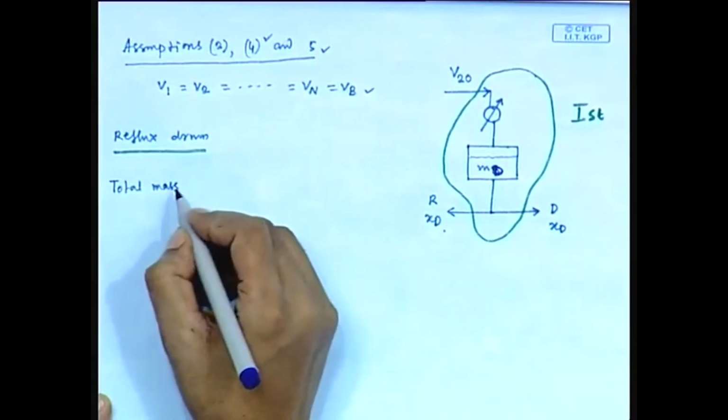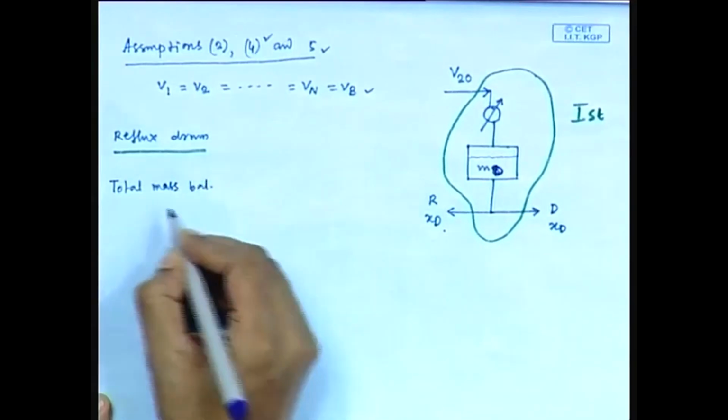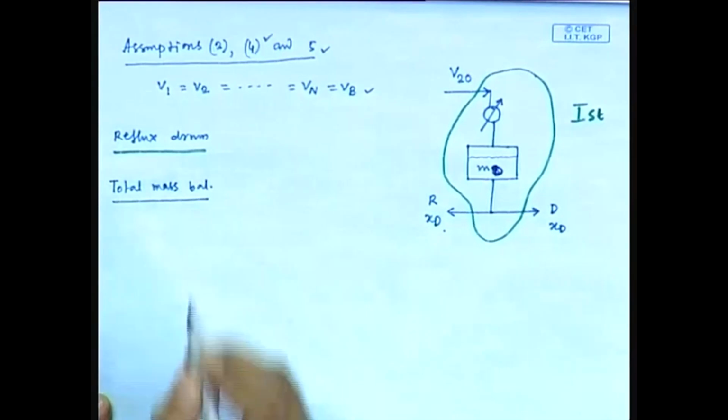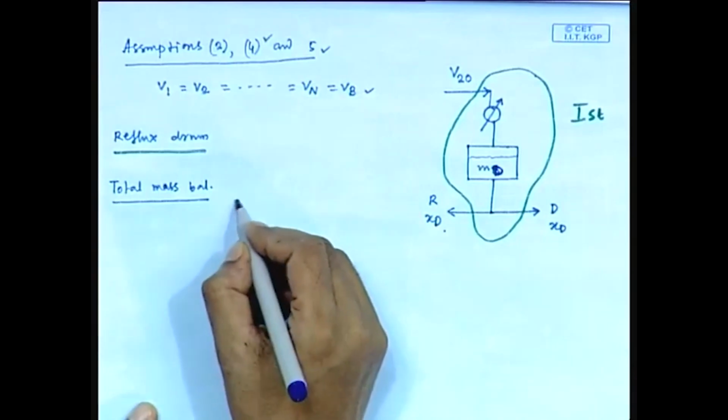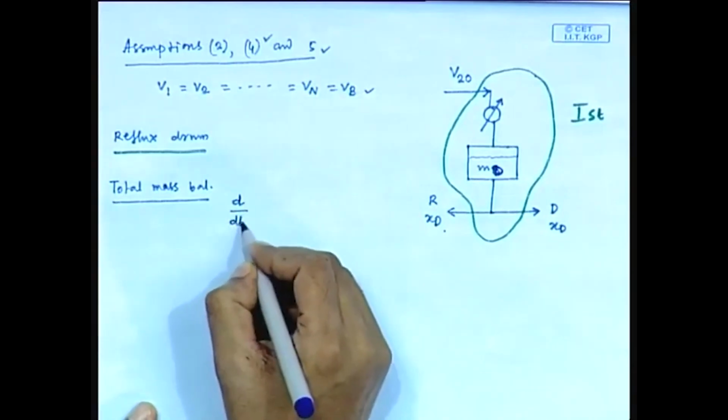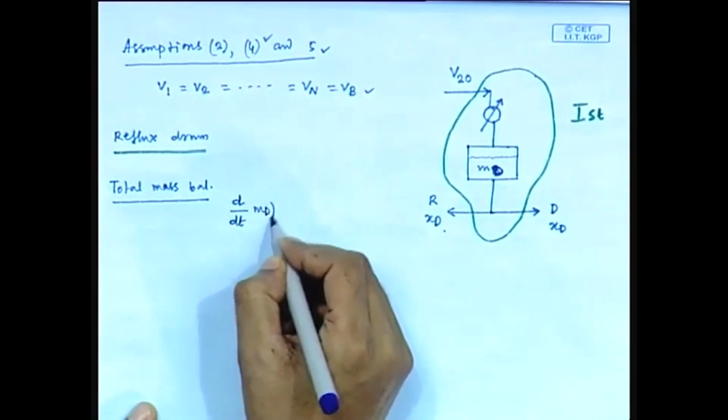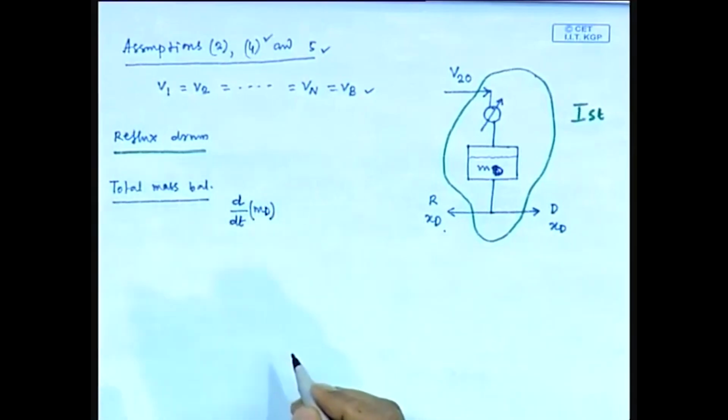We will write here the total mass balance. Originally that is a mole balance, but anyway, we are writing the total mass balance. Now, the differentiation of Md, this is the accumulation.